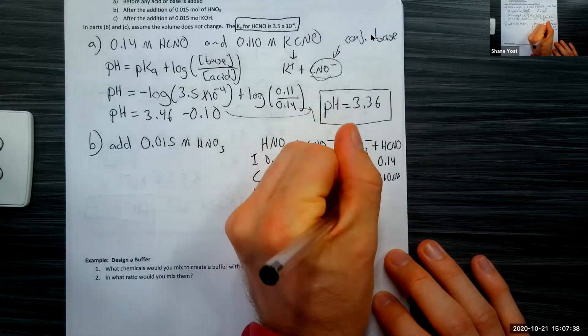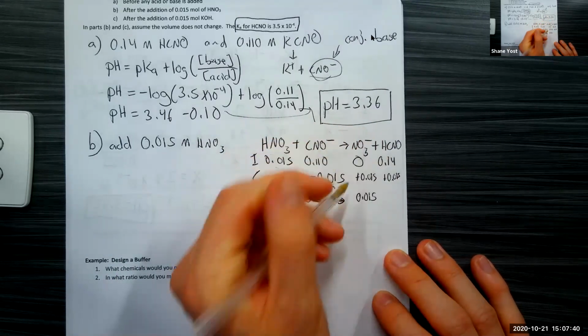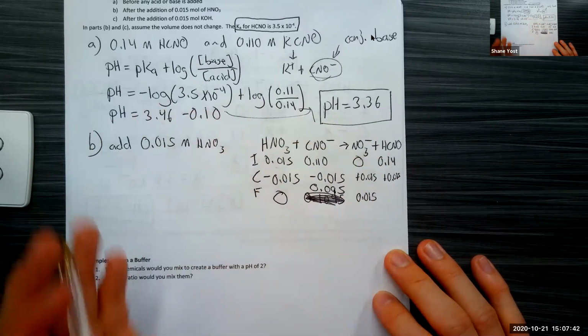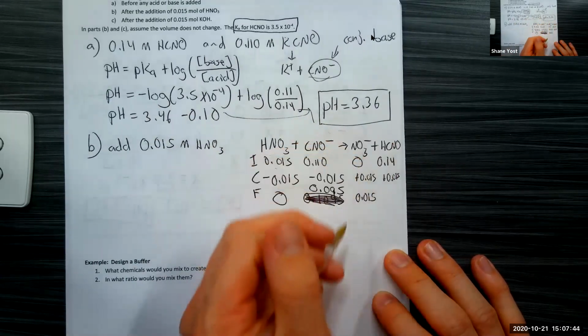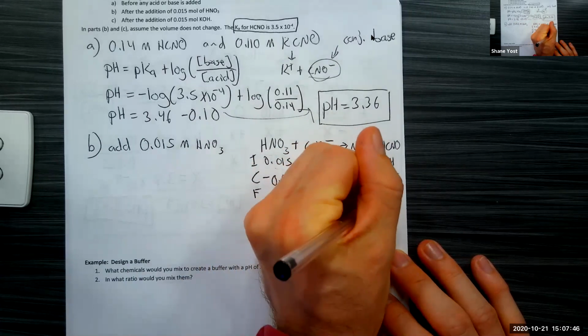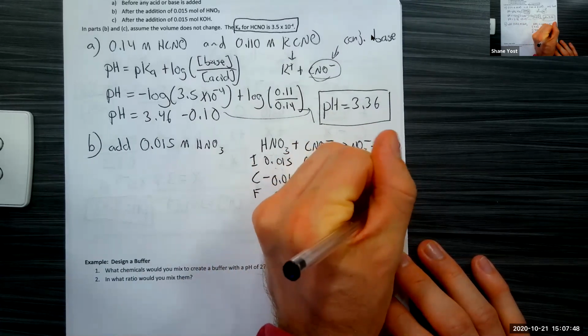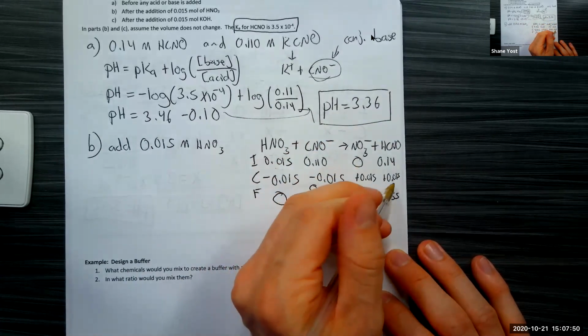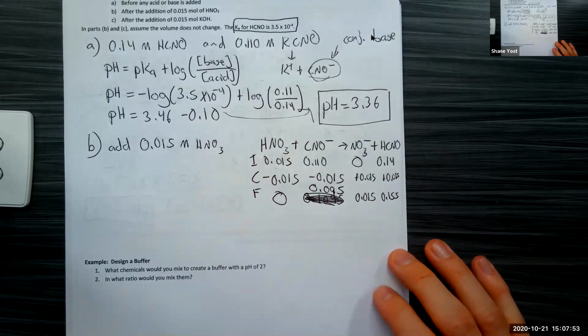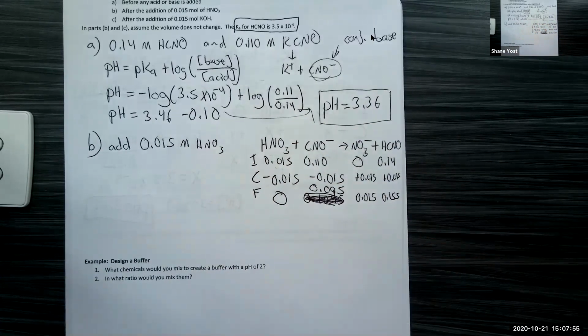My NO3 is going to be 0.015. Doesn't really matter. NO3 is a spectator ion and all this, right? And the concentration of HCNO is going to then be 0.155, right? So 0.14 plus 0.015, 0.155. And so then, right now, after my acid has reacted with all of my conjugate base, in solution, I just have left the conjugate base with the weak acid.